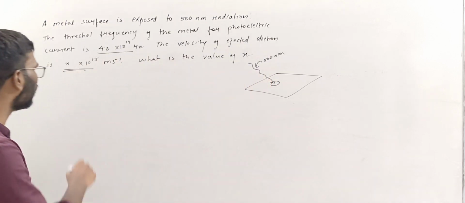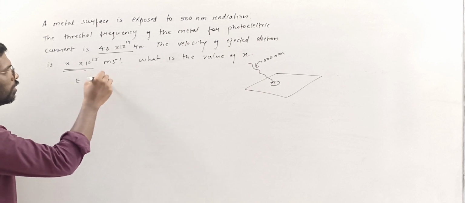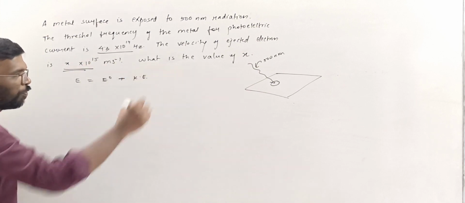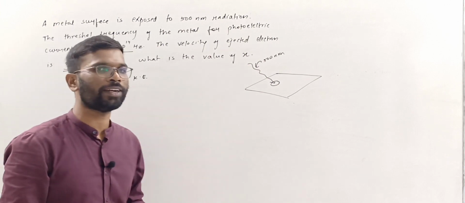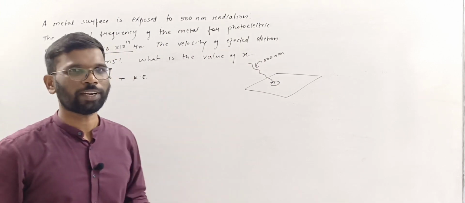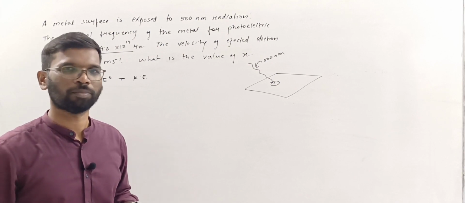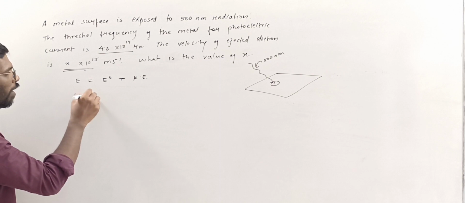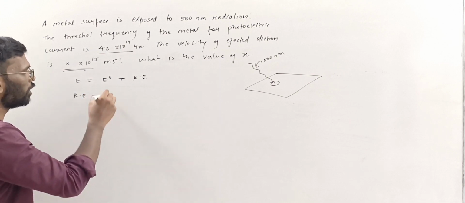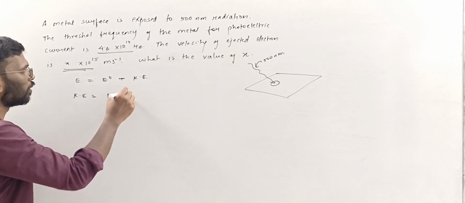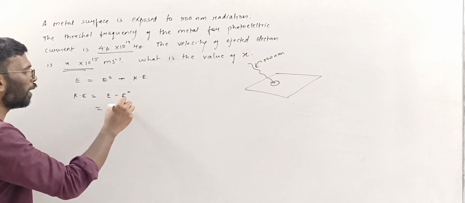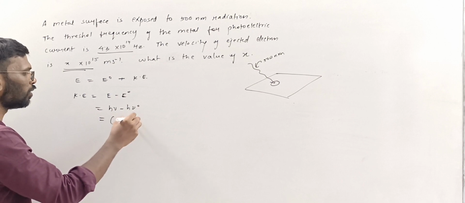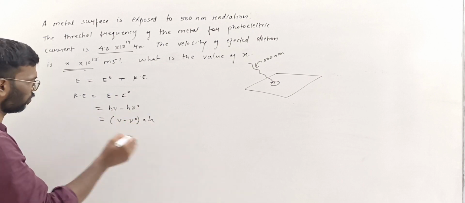We know that energy supplied is the threshold energy, or work function, plus the kinetic energy. If you want to know the velocity of that electron, we should know the kinetic energy. So first we'll find the kinetic energy. Kinetic energy will be E minus E naught, which is equal to h nu minus h nu naught, so this will be nu minus nu naught, into h.